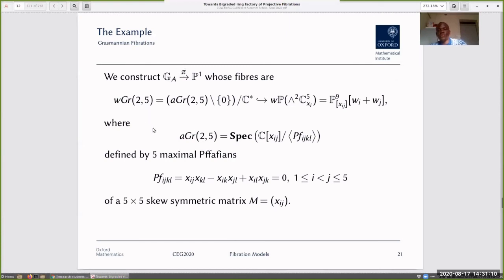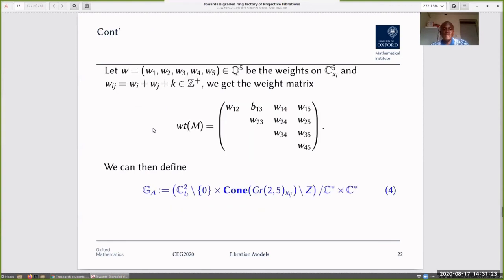So a weighted Grassmannian is the quotient of the cone over the affine Grassmannian by a torus action, where the affine Grassmannians are defined by maximal Pfaffians of a 5 by 5 skew-symmetric matrix, and the weight of the matrix M is given by taking the sum of weights on C5, W_i plus W_j plus some constant rational number k, which makes them positive. It could also be 0 if these sums W_i plus W_j are already positive integers.